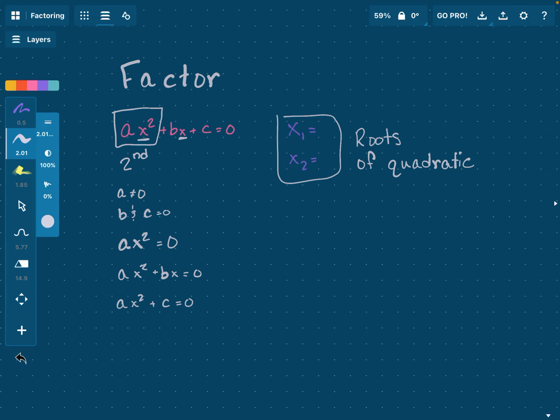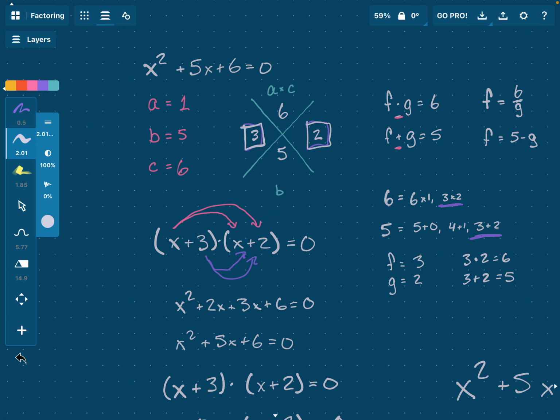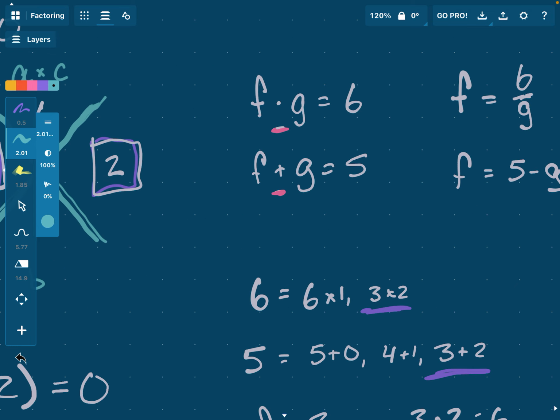So let's go ahead and run through everything again. A quadratic is a polynomial that has degree 2, or a term that is squared. Here we introduce the x method of figuring these out. So the x method where f times g is a times c, and f plus g is b, or in this case 6 and 5. So f times g is 6, f plus g is 5.